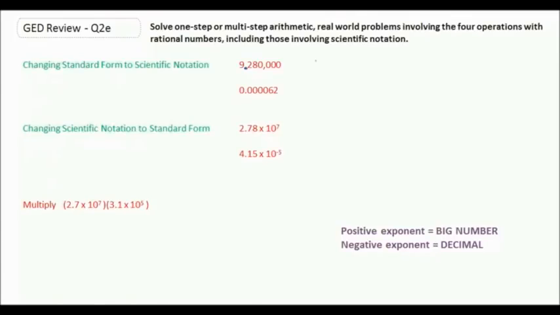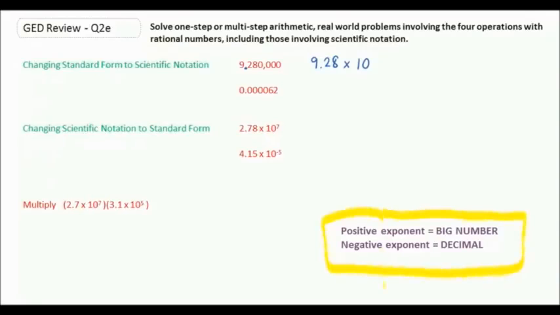So where we would put this decimal here to create a number between 1 and 10 would be right there, in between the 9 and the 2, because 9 is in between 1 and 10. So we're going to rewrite this. We're going to say 9.28. We chop off all those extra zeros. You're always going to have times 10 to some power. Now it's important to remember this here. A positive exponent is going to give you a big number. If you put a negative exponent, it means you're talking about a decimal. So here it was a big number, so we're going to have a positive exponent.